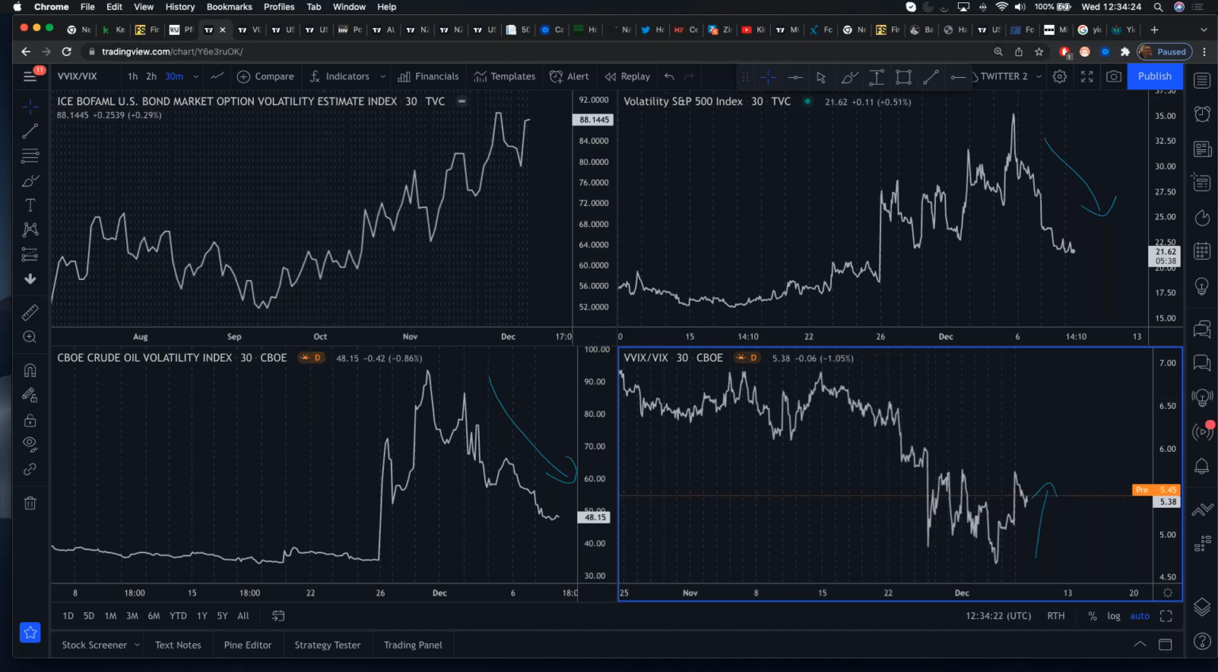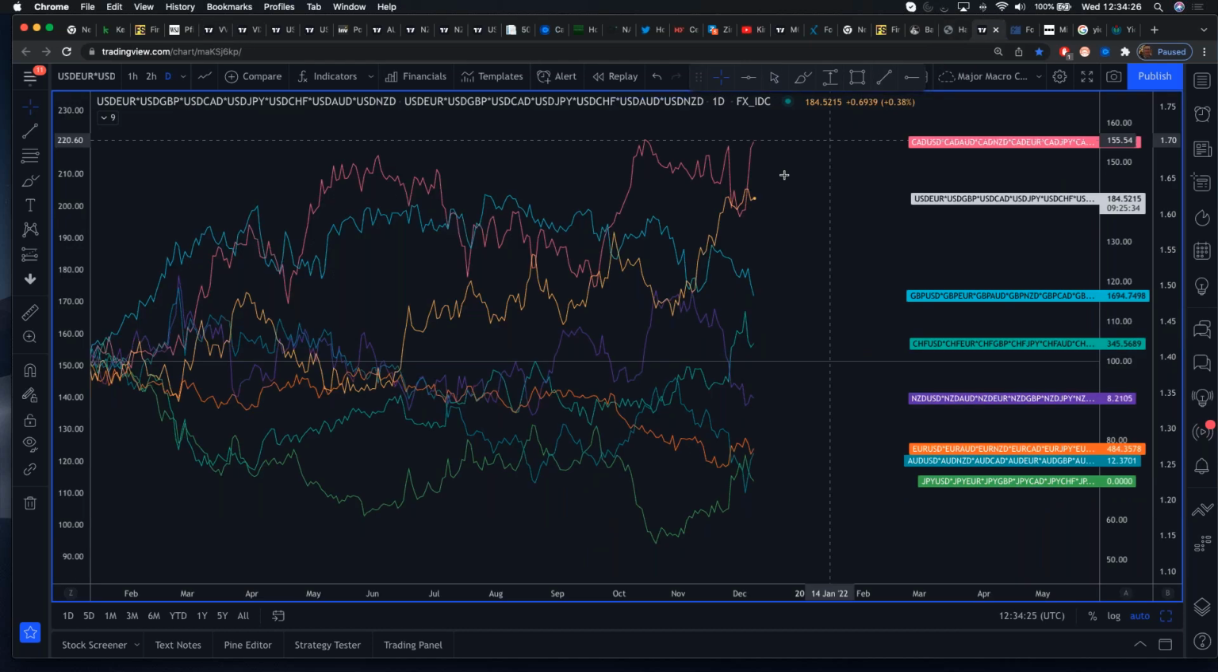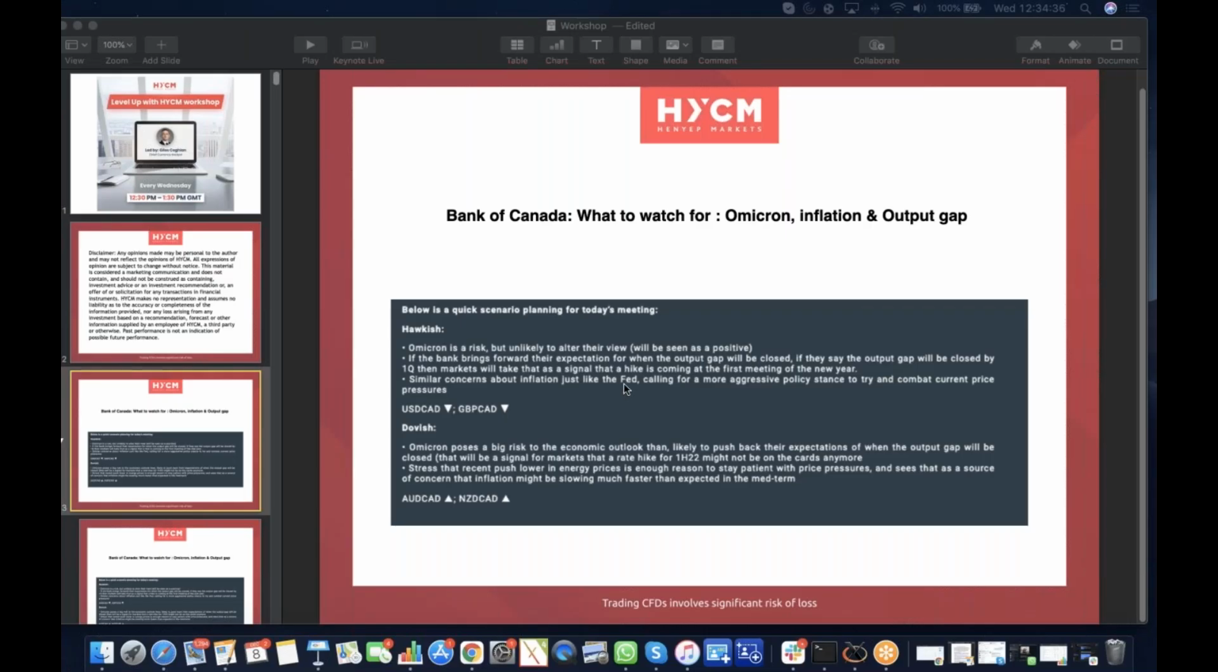So the CAD now comes into a very interesting point. Now, going back to our main screen, this is what we need to see. The Bank of Canada is focusing on a couple of things. One is going to be the Omicron variant and how much that impacts Canada. And remember, this is going to be largely due to the oil market for Canada. One of Canada's biggest exports is oil. So in other words, if it's positive news for Omicron, that will also be positive news for CAD.